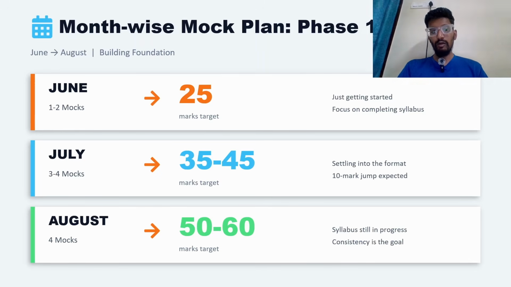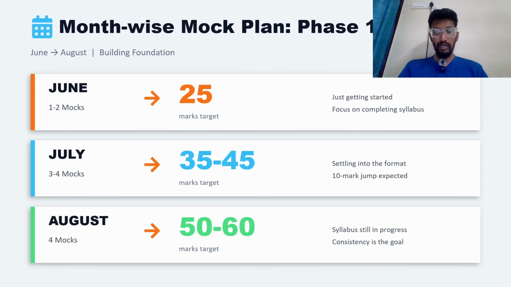In July, you have to increase the mock tests from 1 to 2 to 3 to 4. The target score should be between 35 to 45, and you should see a jump of 10 to 15 marks in July. Why? Because your concepts are becoming stronger. You're reducing silly mistakes, analyzing the mistakes and overcoming them. You understand the CAT pattern better.